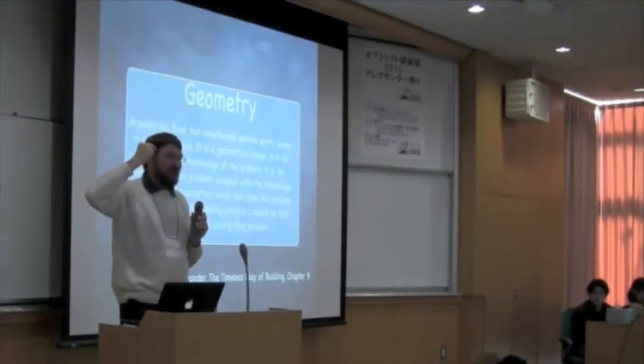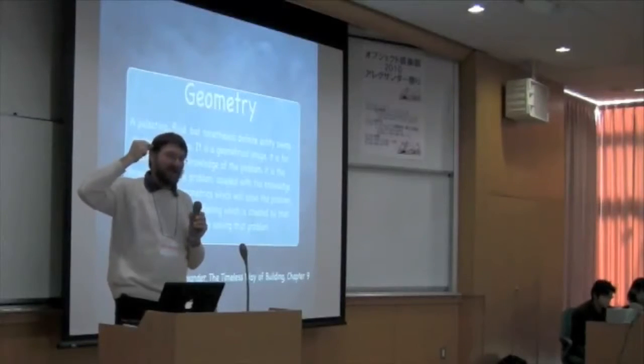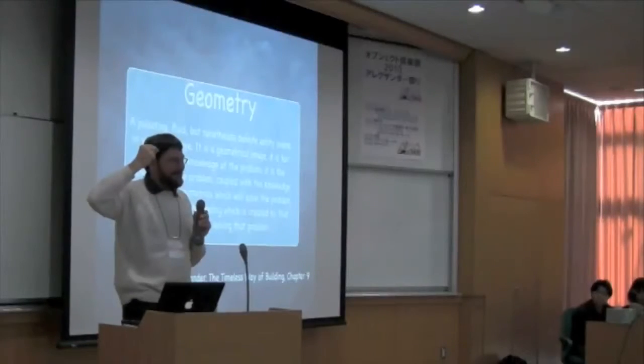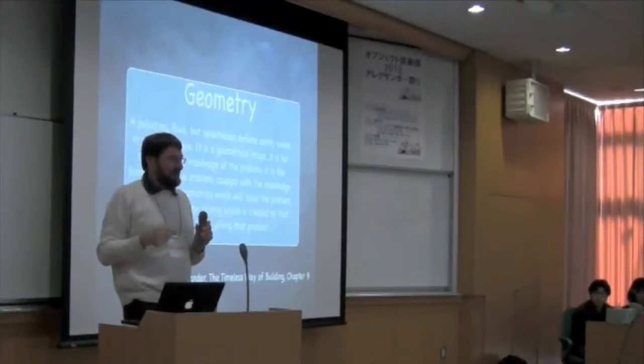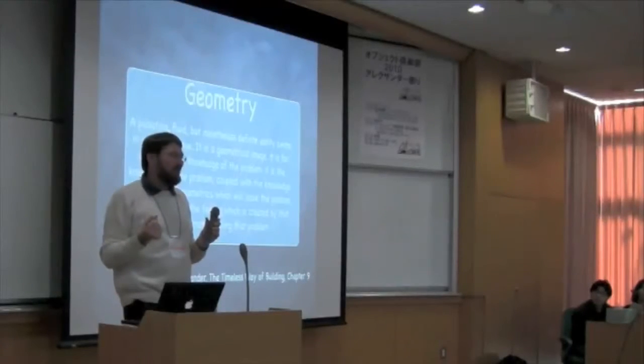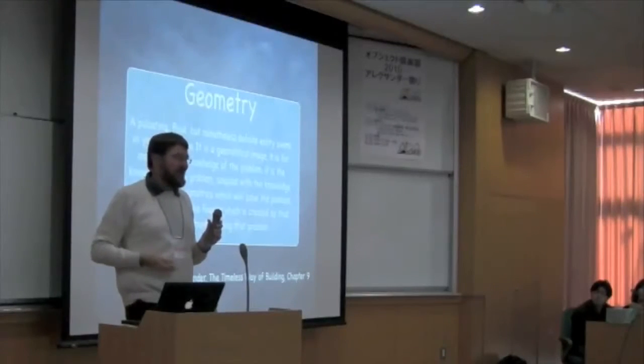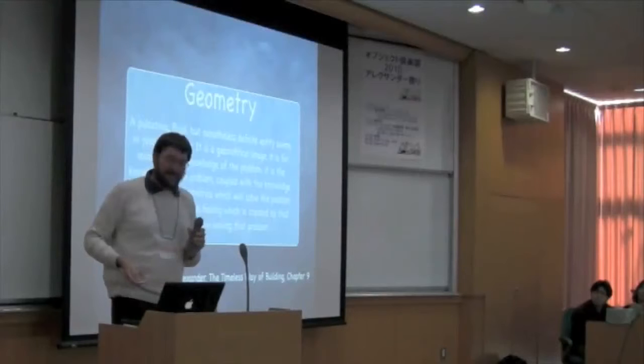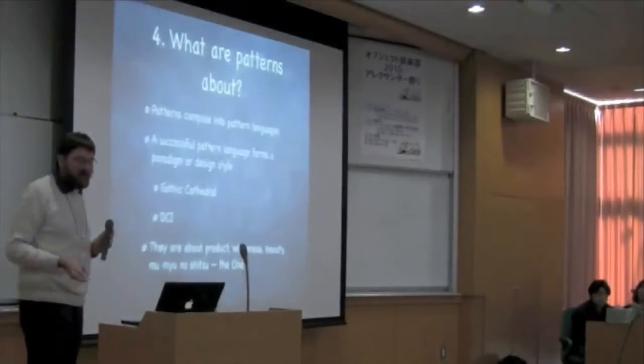Individuals and interactions over processes and tools. Customer collaboration over contract negotiation. Agile patterns, Scrum, the DCI architecture, are all just Zuran. They are all the same thing. What are patterns about?